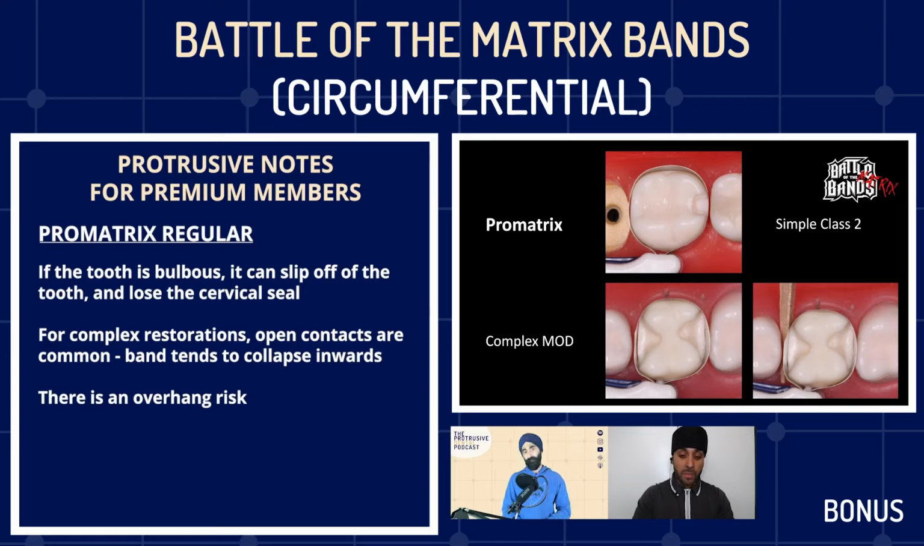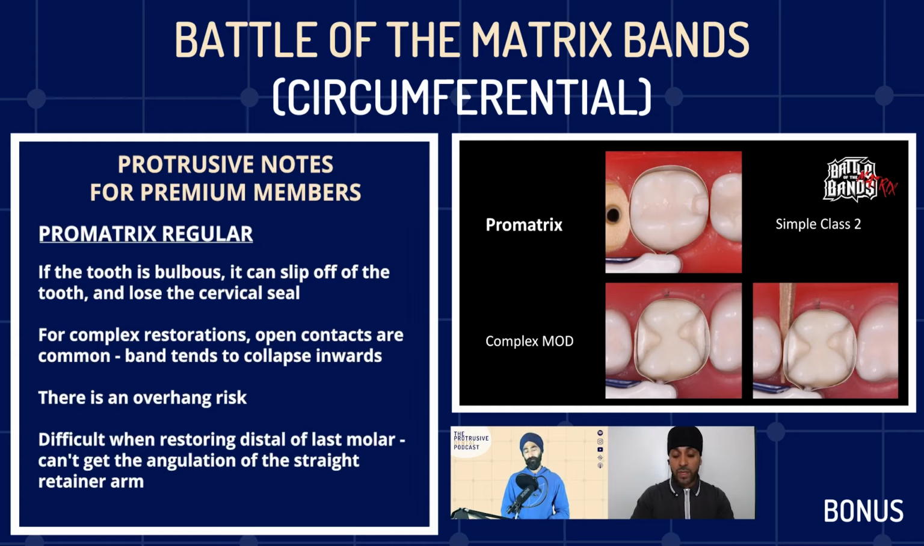So people who are watching, they'll be able to see the picture at the bottom right. There is a small amount of gap in it. If you're packing amalgam quite tightly, I think it can escape through there. Again, same deal, difficult restoring upper second molars and third molars as well because of the straight arm.